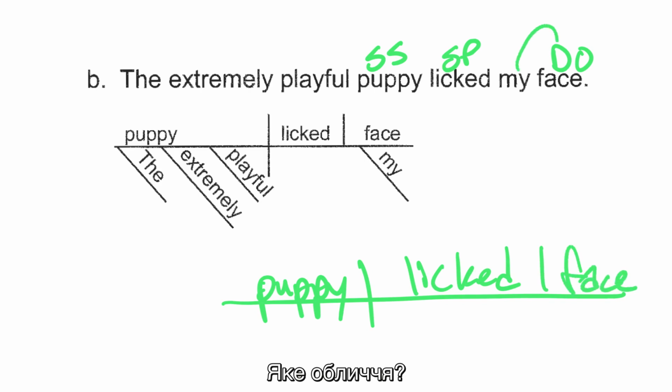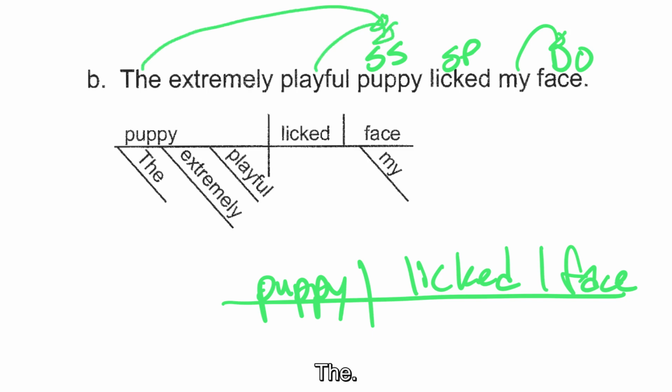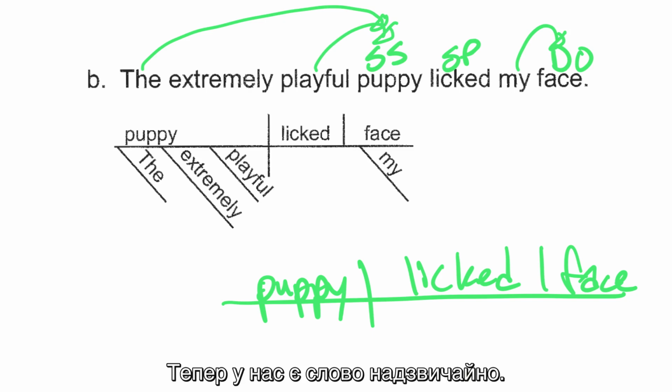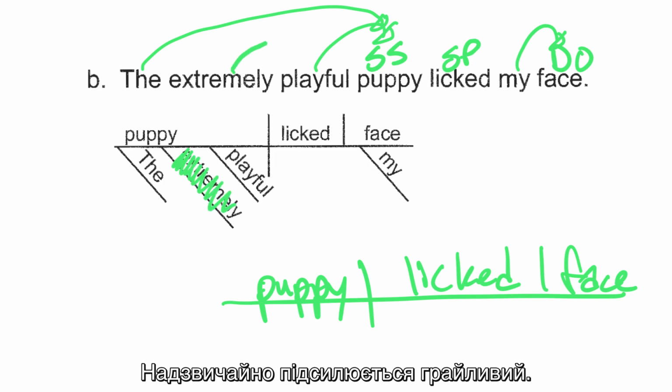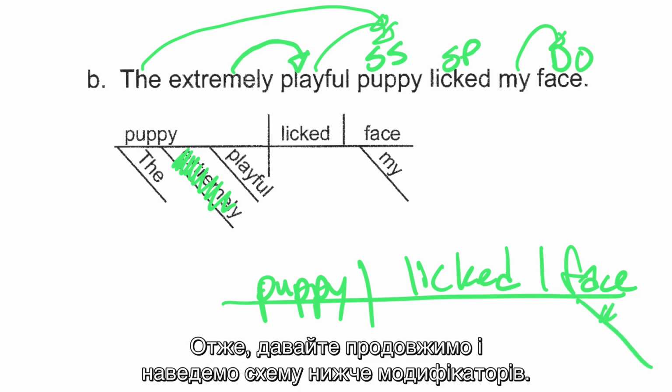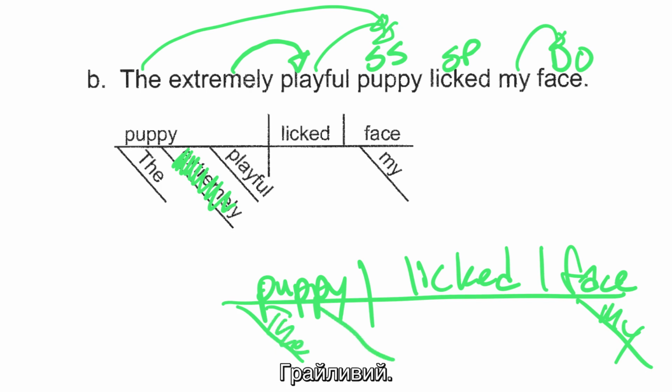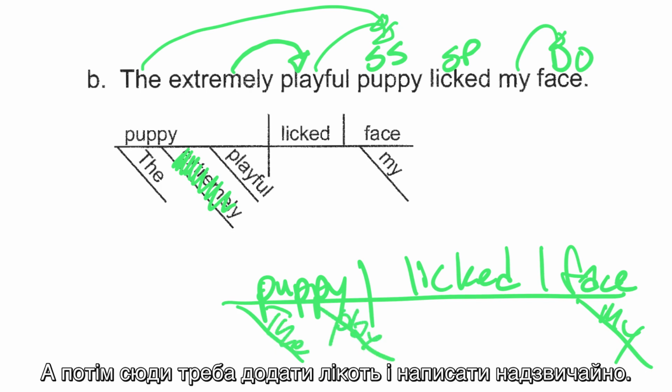Which face? My face. What kind of puppy? Playful. How many puppies? The. Now we have the word extremely. We can't have extremely puppy like it says down here. Extremely is intensifying playful. So let's go ahead and diagram down below the modifiers. The, playful, and then we need to add an elbow here and write extremely.